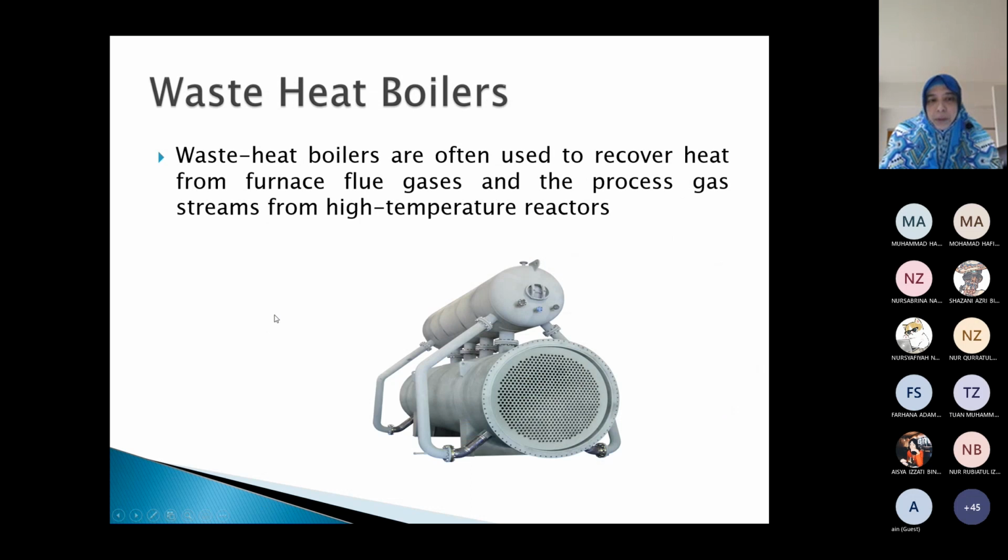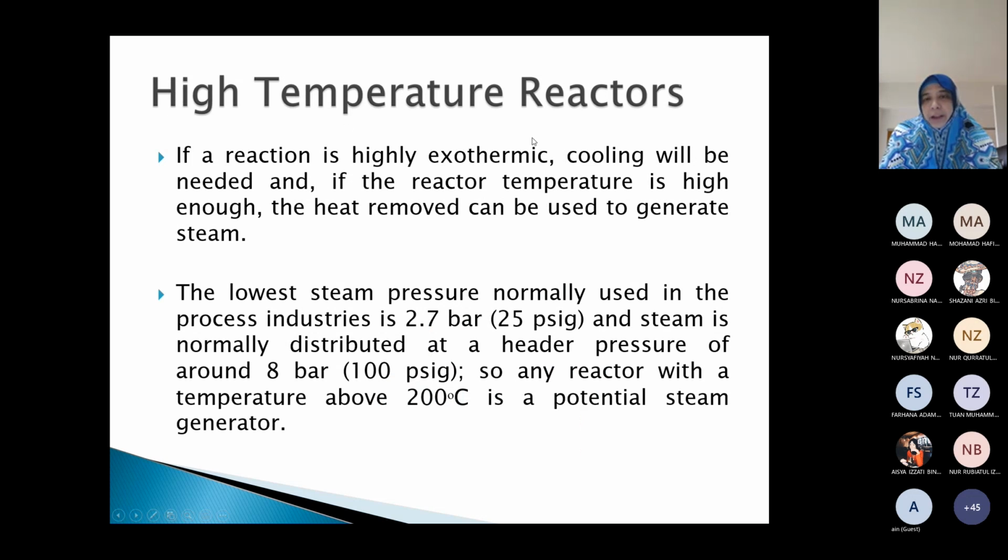So this is how the waste heat boiler looks like. For a high temperature reactor, for most of you who are dealing with exothermic reactions, you're going to need this particular information. Try to recover your heat energy. If the reaction is highly exothermic, cooling will be needed, and if the reactor temperature is high enough, the heat removed can be used to generate steam. If you can generate the steam and use it to reheat the feed again, then you can save the cost. So it's all about costing, all about reducing the cost.